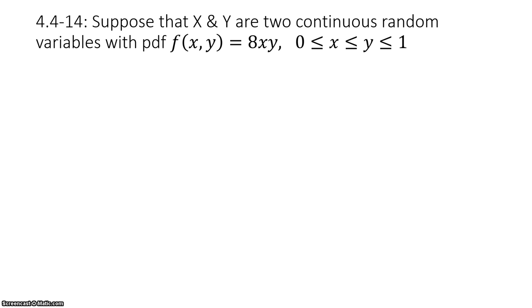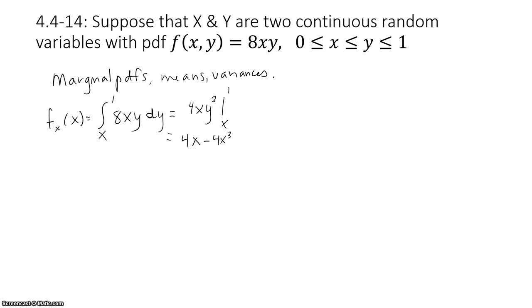And if we wanted to show that this is a valid PDF, we can see that it's always positive. The other thing that we'd need to do is we'd need to integrate over this support and show that the area under the surface is equal to 1, which it is. So in order to start calculating covariance, correlation, and the least squares regression line, I'm going to need to calculate the marginal PDFs, means, and variances for x and y first.